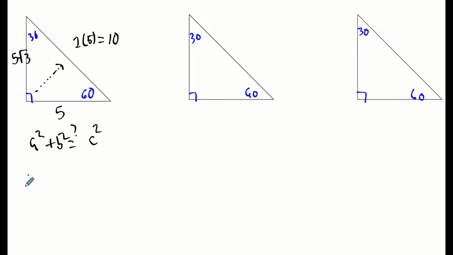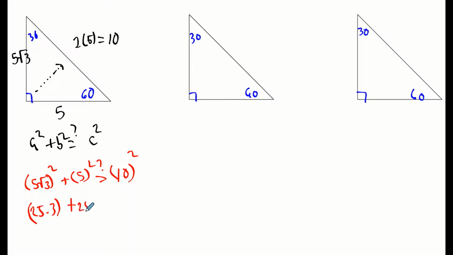Let's do a little bit of substitution. So we have 5 radical 3 squared plus 5 squared. The question is, does it equal 10 squared? Let's do a little bit of math. Let's check this out. 5 radical 3 squared, so we have 5 squared, that's 25. Radical 3 times radical 3 gives us 3, so we have 25 times 3 plus 5 squared is 25. Our question is, does that equal 100?